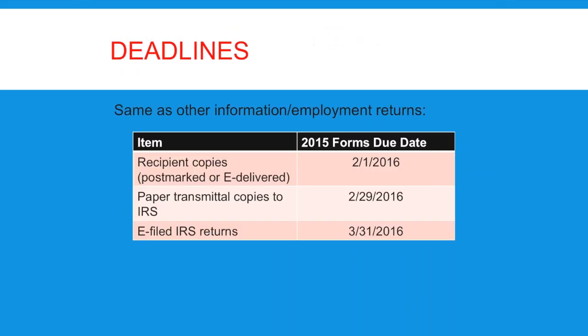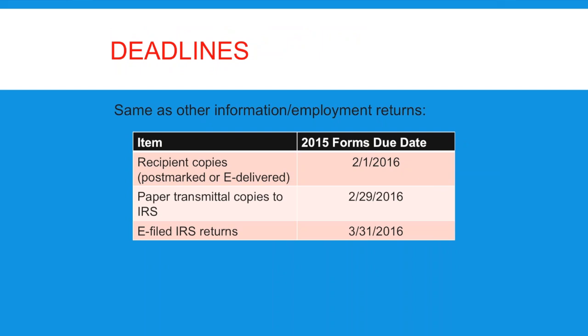These are the deadlines for the 2015 tax season. So we just completed 2015. Happy New Year, everyone. These are the deadlines that you need to meet. And we've already talked about the February 1st, 2016 deadline for the recipient copies to be postmarked or e-delivered. For those mailed copies, that is a postmark date. It doesn't have to be received by the recipient on February 1st, 2016. It has to be postmarked and put in the mail on or before February 1st, 2016.